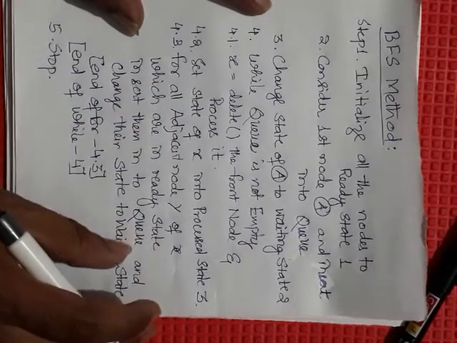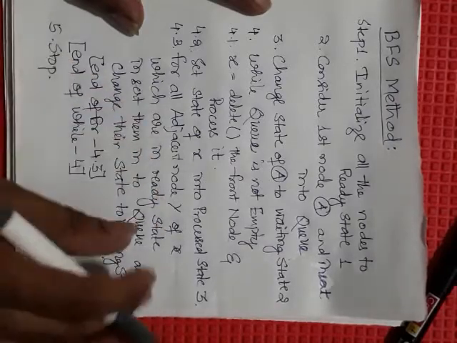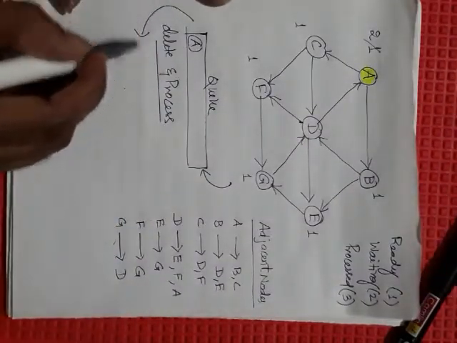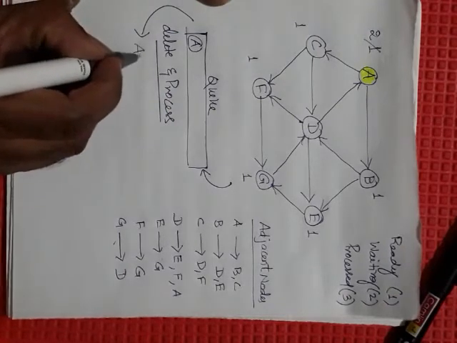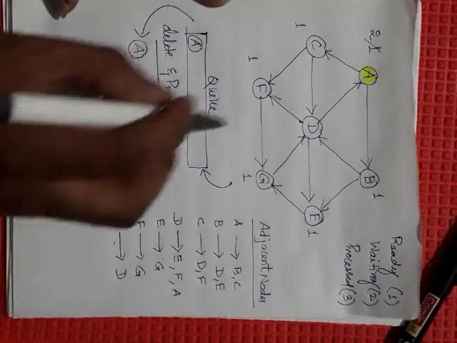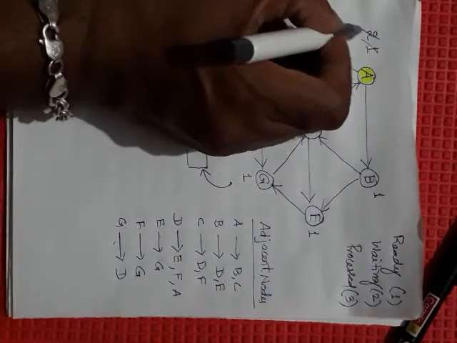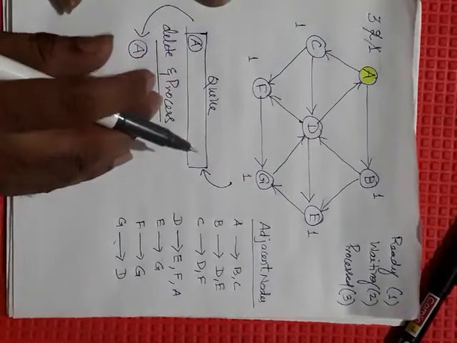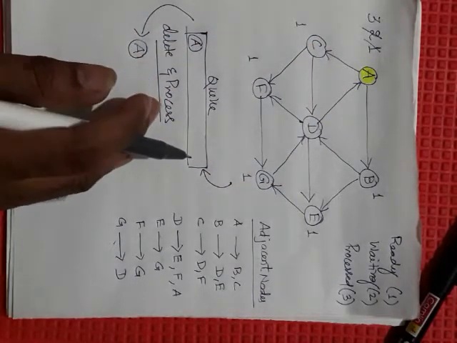So what we will be doing is, you can observe, delete a node from the queue: that node A you remove from the queue and process it. After that change the state of node A to process state. Process state is 3. So now node A is processed. Now what is the next step to be executed?